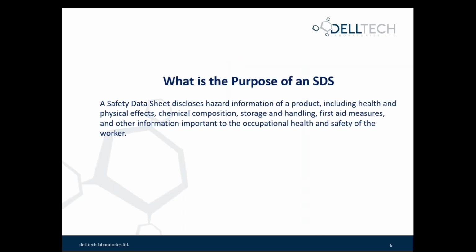Thanks, Kirsten. So let's quickly discuss what the purpose of an SDS is. An SDS, or a safety data sheet, is essentially a document that discloses hazardous information about a chemical product. The information relates to the health and physical effects. For example, is the product corrosive? Is it flammable? Is it toxic, etc.? The chemical composition of the product, first aid measures, how the product should be stored and handled, exposure values of the hazardous chemicals in your product, basically information that is vital to occupational health and safety.